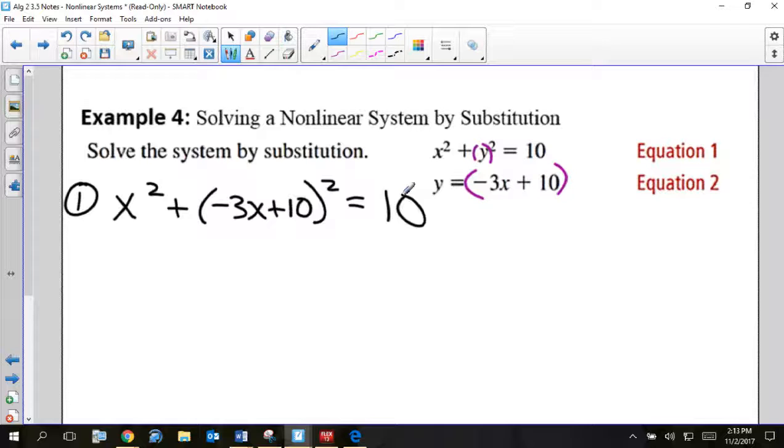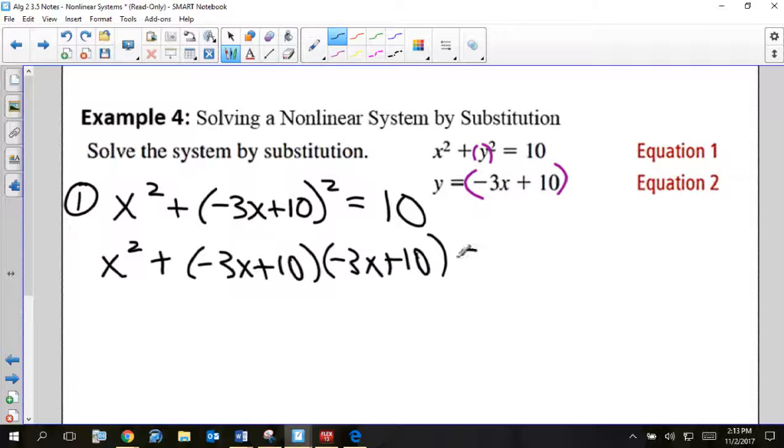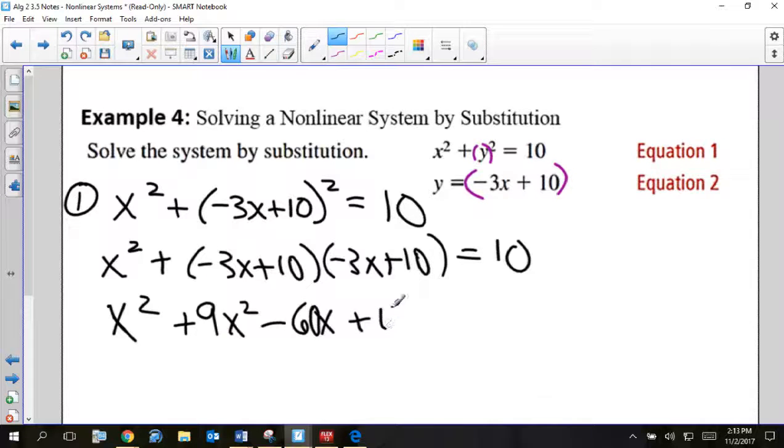FOIL, distributive property, yeah. So we're going to have x squared plus negative 3x plus 10 times negative 3x plus 10 equals 10. So we need to use our FOIL method, our distributive method. We're going to have negative 3x times negative 3x is 9x squared. My outside and my inside are both negative 30x, so minus 60x. And then my last is plus 100 equals 10.